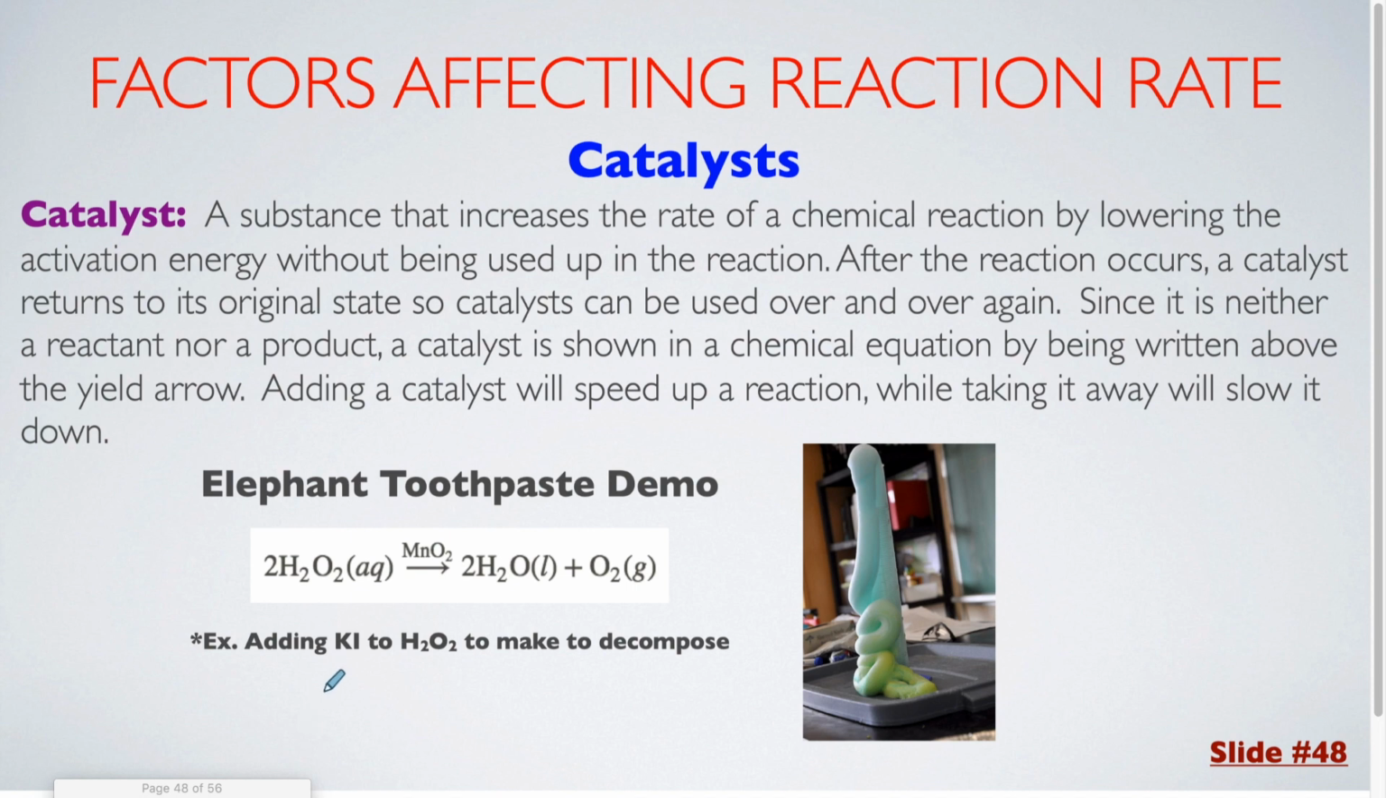Since it is neither a reactant nor a product, a catalyst is shown in the chemical equation by being written above the yield arrow. So you can see that in the example here. If you were to do an elephant toothpaste demo, you would have hydrogen peroxide. You would add in a catalyst. Here we're using manganese oxide, and then you would make water and oxygen gas. But this reaction occurs so quickly that if you have soap or anything else that foams inside of it, you have this little column that's going to shoot out of the graduated cylinder.